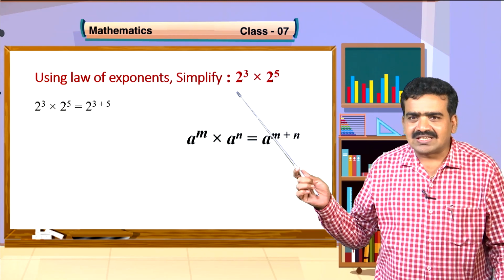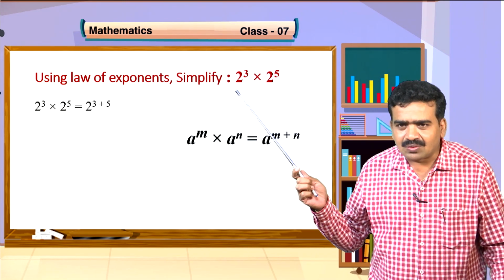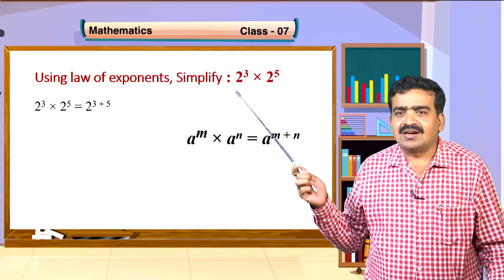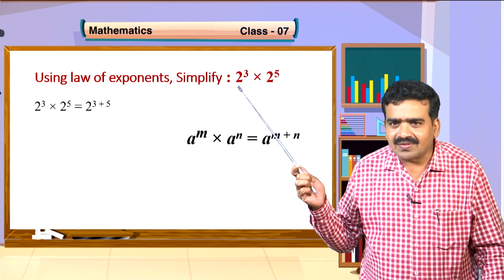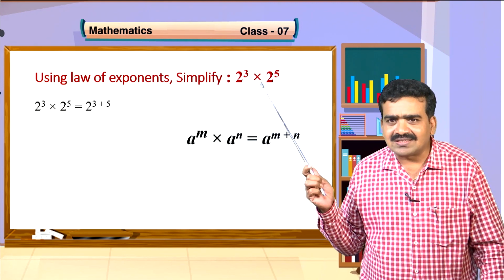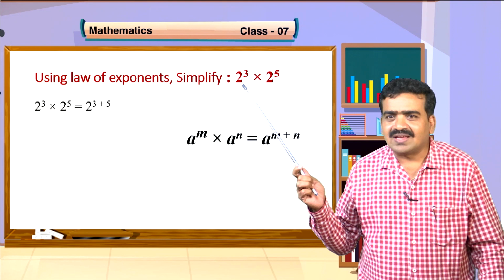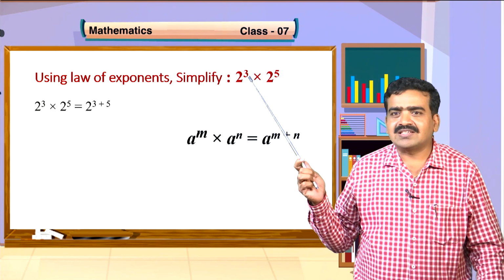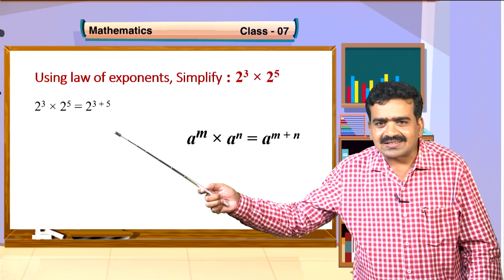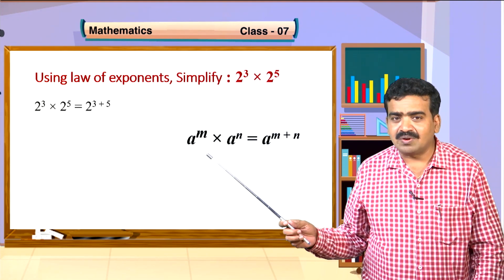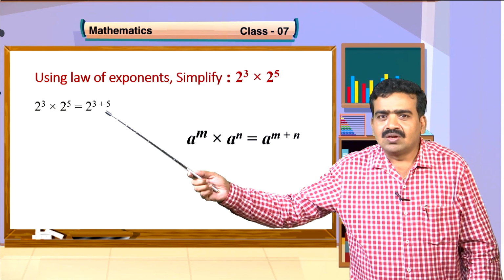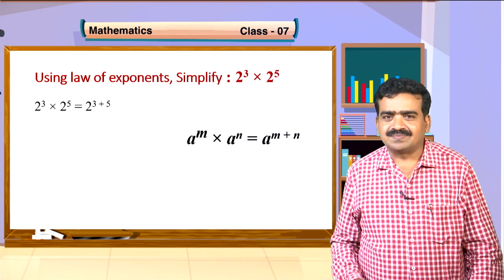So, if the question is given like this, what do we have to do? We have to compare the given exponents and find whether the bases are same or not. Here in these two cases, the base is 2, they are common, but the exponents are different. Therefore, if the bases are same, we have to use the law of exponents. When we apply this law of exponents, we will get 2 to the power of 3 plus 5.